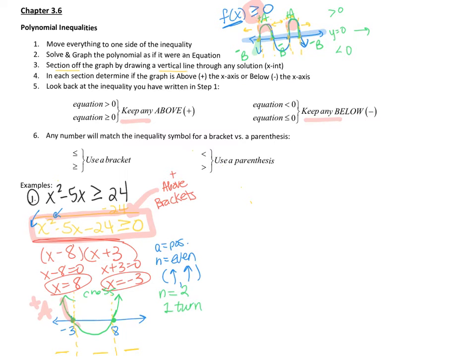This section is below. This section is above, right? So now I need to go back and look at what we said we were going to keep from our original equation here. We determined that because this inequality was greater than or equal to, we were going to keep the above, which was positive, and we're going to use brackets. So I'm going to keep these above pieces here. I'm going to keep this piece, and I'm going to keep this piece.